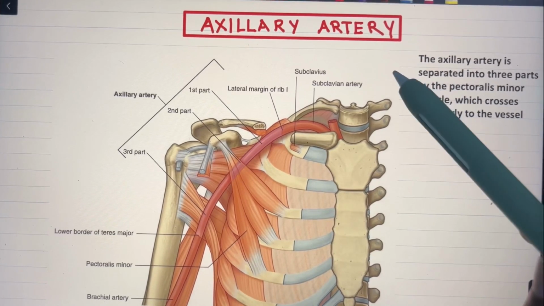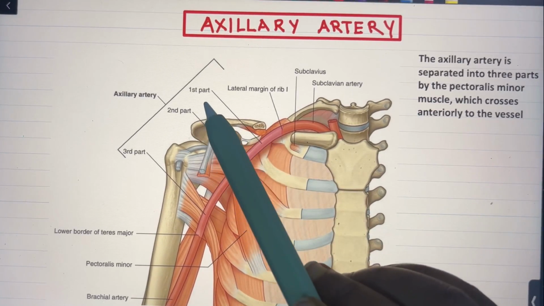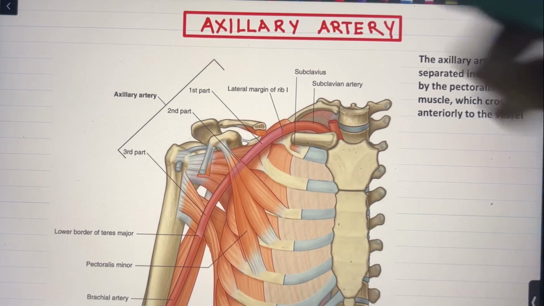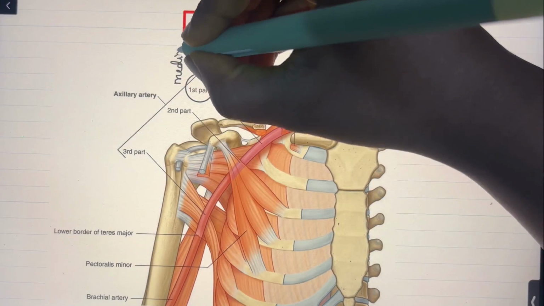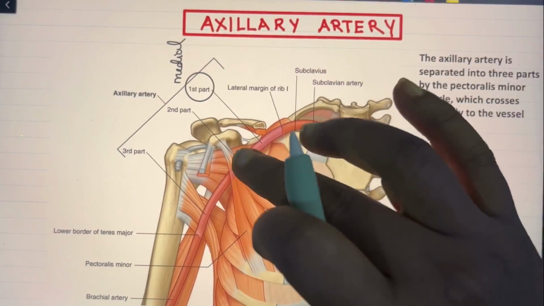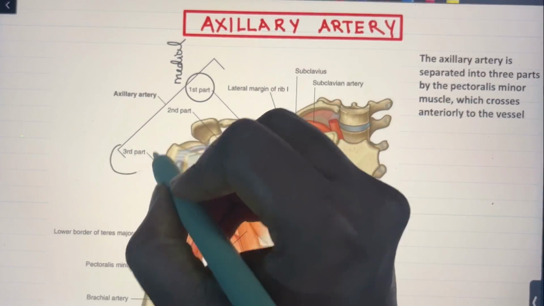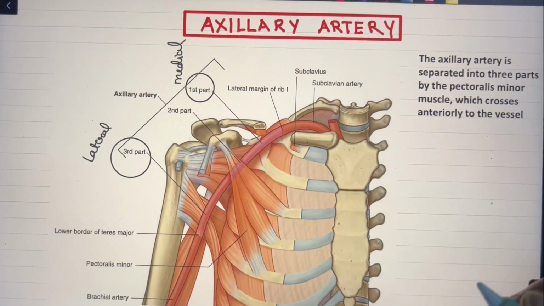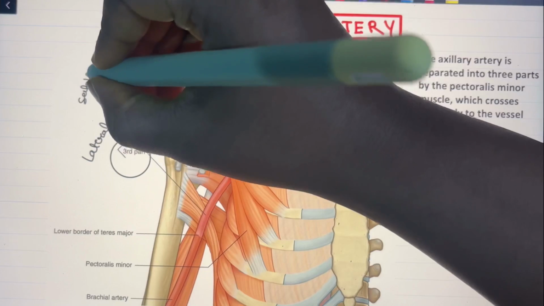Starting with the axillary artery, it is separated into parts by the pectoralis minor muscle. This is the first part of the axillary artery, the second part, and the third part. The first part is medial to the pectoralis minor, the second part is posterior to the pectoralis minor muscle, and the third part is lateral to the pectoralis minor. The axillary artery supplies the axilla.